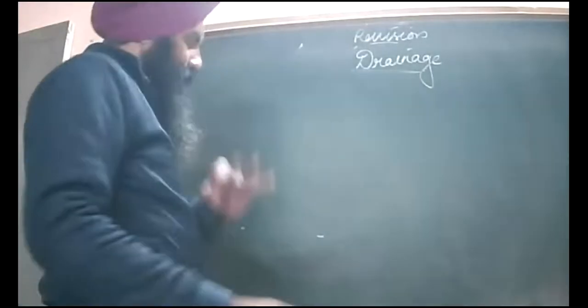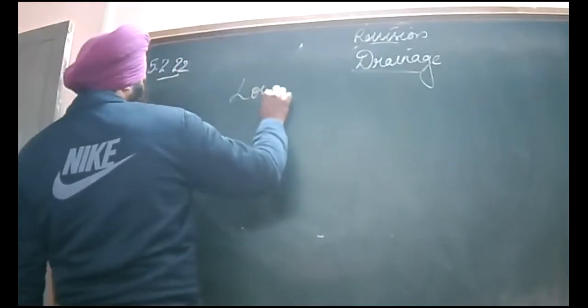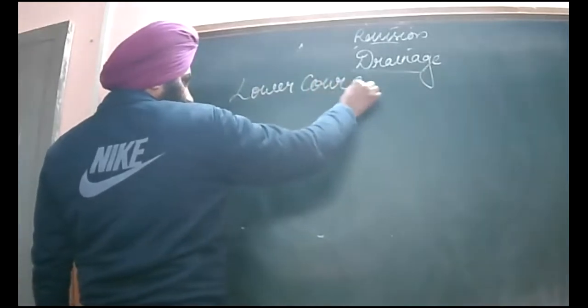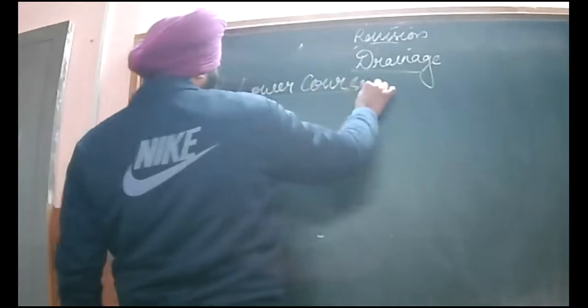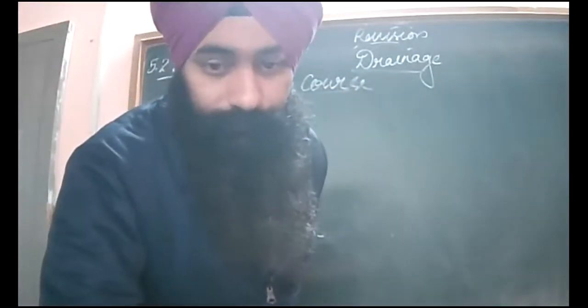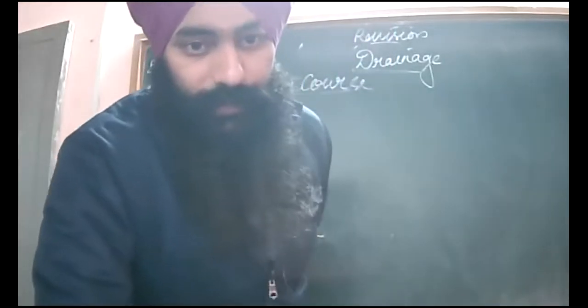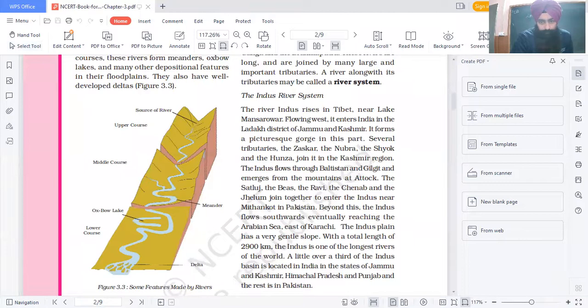Let's proceed towards the third stage of a river, the lower course. The lower course or mouth of a river is where it falls in a larger water body. It may be a sea, ocean, bay, or gulf.